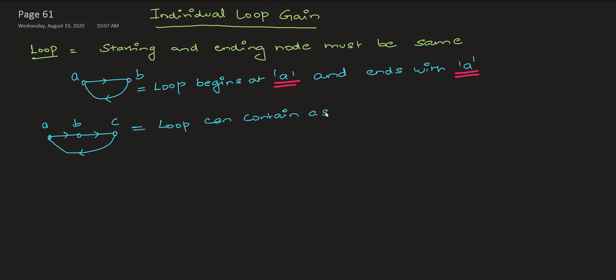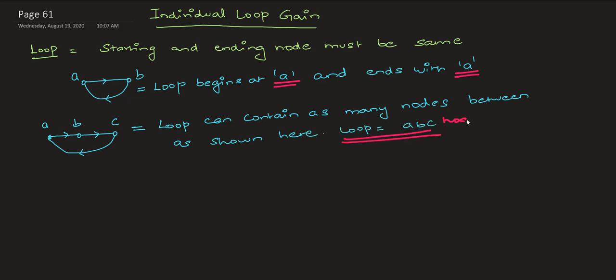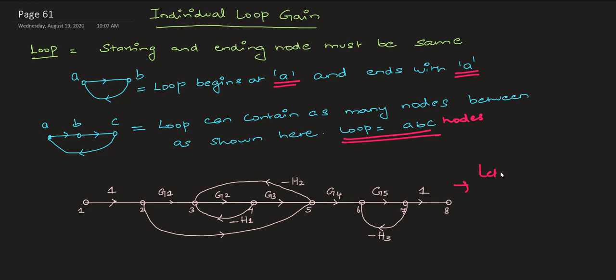A loop is nothing but something that has the same starting and ending node. So which begins at a node and ends at the same node, that is what we call a loop. As can be seen here, your loops are AB and ABC. Now let's identify the loops in your question since we are interested in finding the individual loop gain.